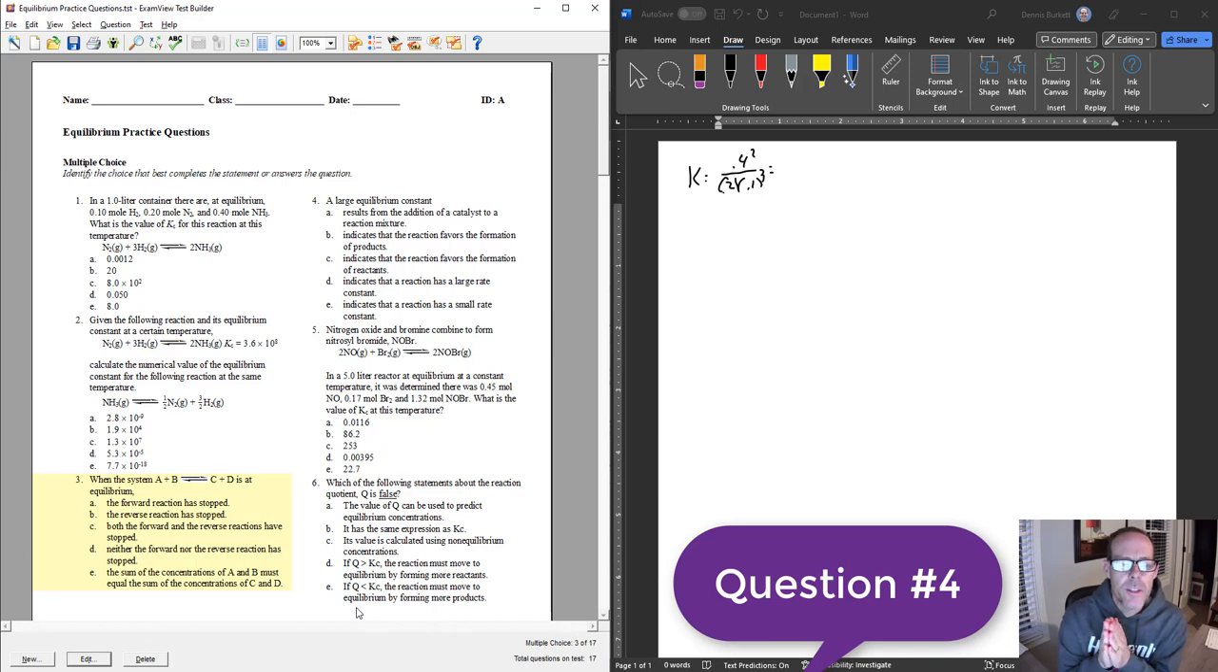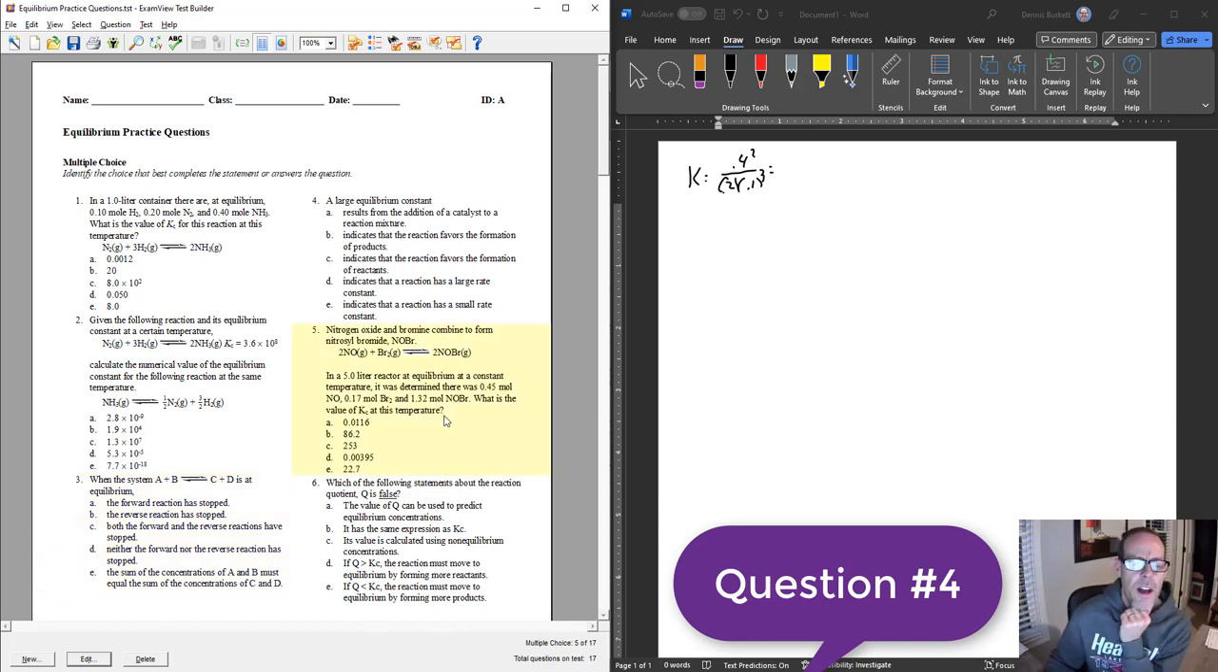Number four, a large equilibrium constant results in the addition of a catalyst? No. Indicates the reaction favors the formation of products. That seems to be the correct answer. It's definitely not reactants. Indicates that it has a large rate constant? Not at all. Who cares about little k compared to big K, or the rate constants from kinetics compared to equilibrium constants? So definitely letter B.